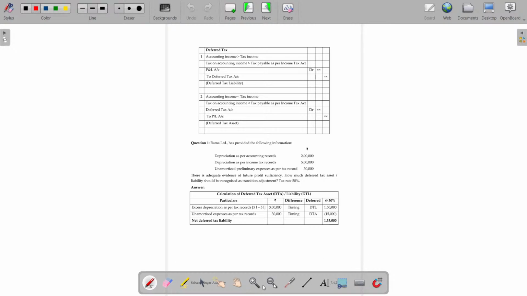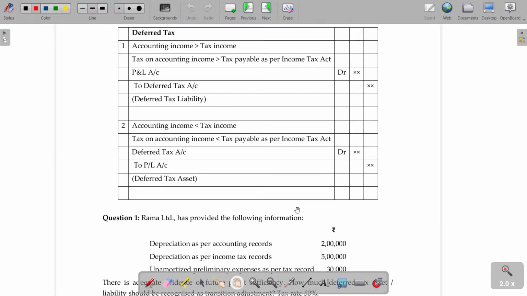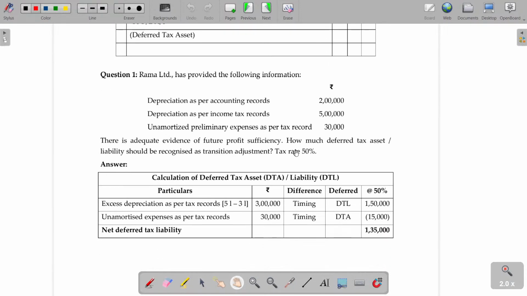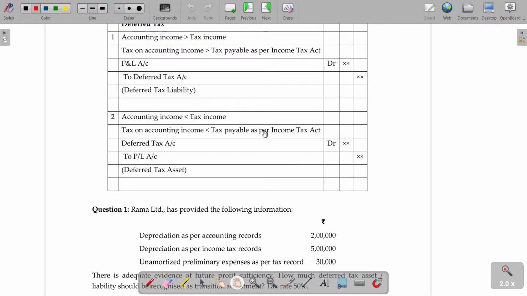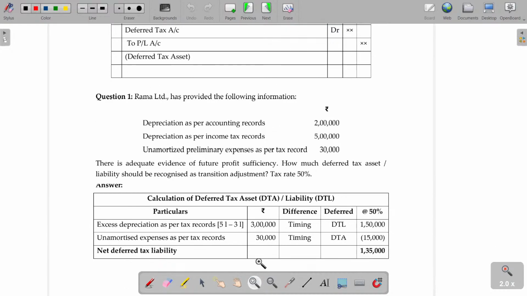Let's start with the first question. This one, the journal entry we already discussed. Here I posted the entry the other way. The way we posted it is also acceptable. No problem. Okay. Now come on.